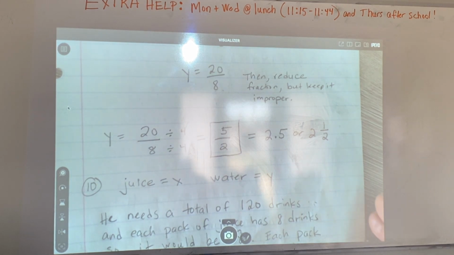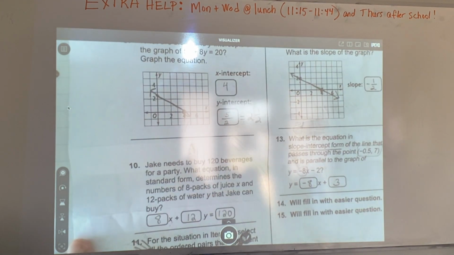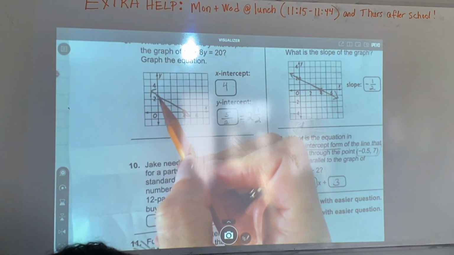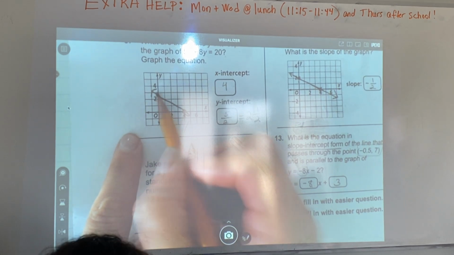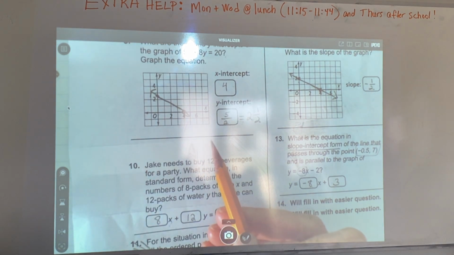All right, so we get our intercepts, and yes, on your digital test, if you do actually get a halfway unit, you will be able to graph that halfway between 2 and 3 at 2.5. It automatically makes a line on your digital form.